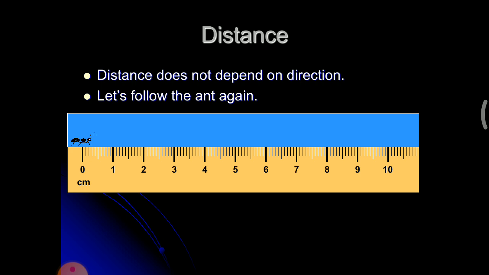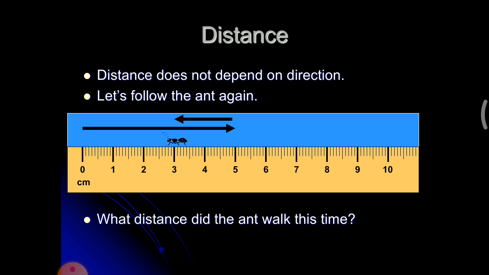Let's follow the ant again. First the ant travels 0 to 5. Then again the ant travels 5 to 3. What distance did the ant walk this time? The distance is equal to 7 centimeters. How? From 0 to 1, 1 centimeter. 1 to 2, 1 centimeter. 2 to 3, 1 centimeter. 3 to 4, 1 centimeter. 4 to 5, 1 centimeter.